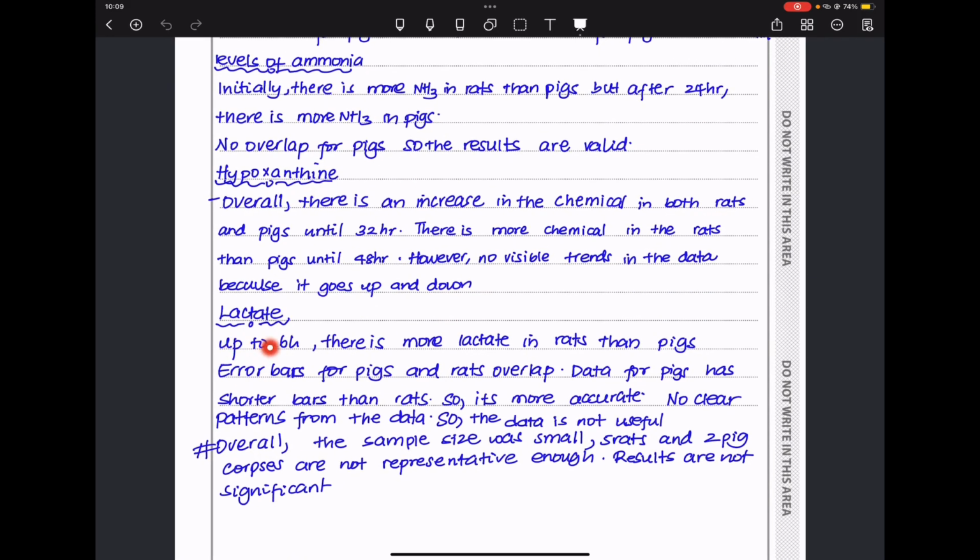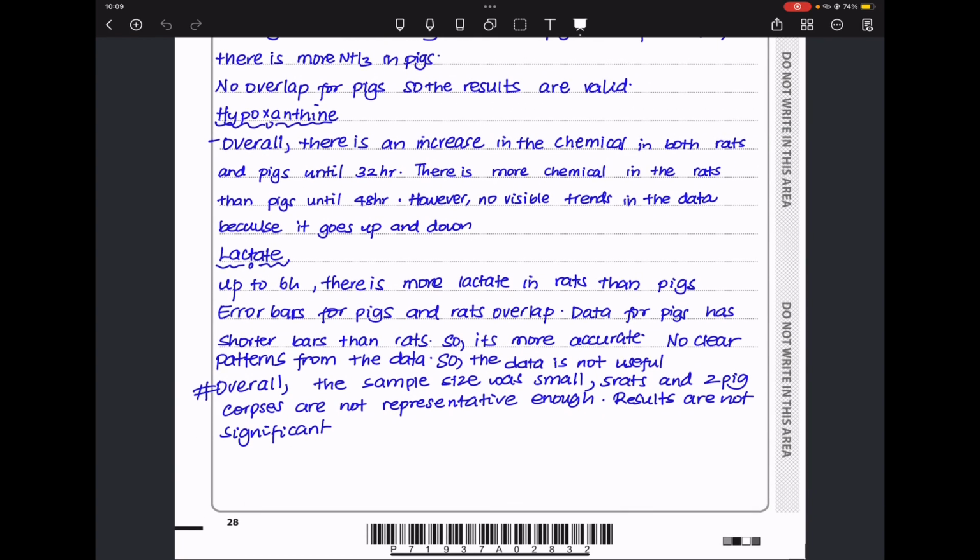Looking at lactate, up to 6 hours, there is more lactate in the rats than pigs. The error bars for pigs and rats overlap. The data for pigs has shorter bars than rats, so it is more accurate, but there are no clear patterns from the data, so the data is not useful. In my conclusion, overall, the sample size was small. They used just 5 rats and 2 pigs. The corpses are not representative enough, and the results are not that significant.